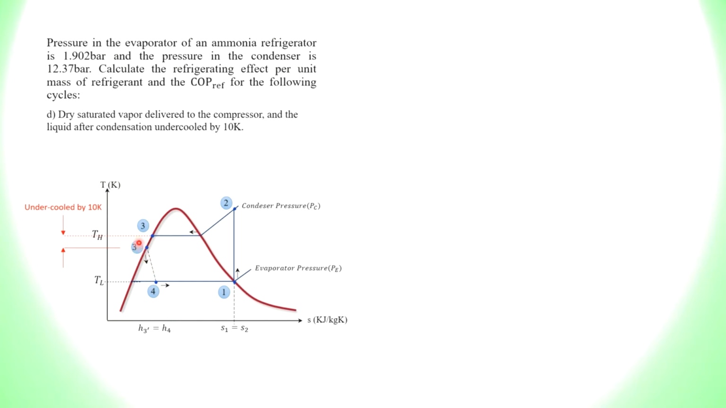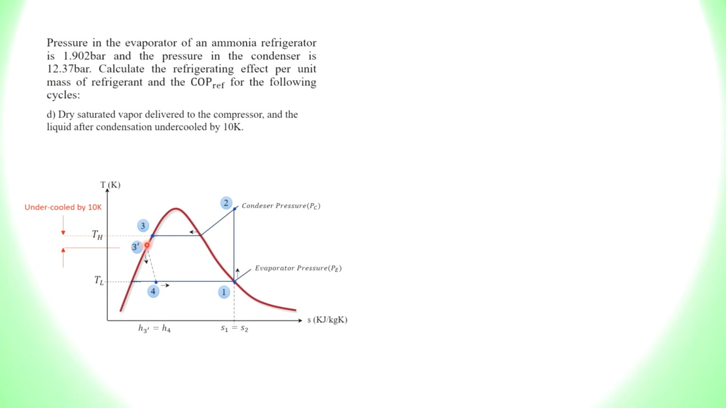So how to find state point 3 prime here? Let's say the temperature which we used to have at pressure 12.37 bar was 32 degrees C. When it is undercooled by 10 Kelvin, you take 32 minus 10. If it's undercooled by 5 K, you take 32 minus 5 K. Since this is 10 K, you have 32 minus 10 K. So the temperature here would be 22 degrees Celsius, and you should be referring to 22 degrees C in your property table.